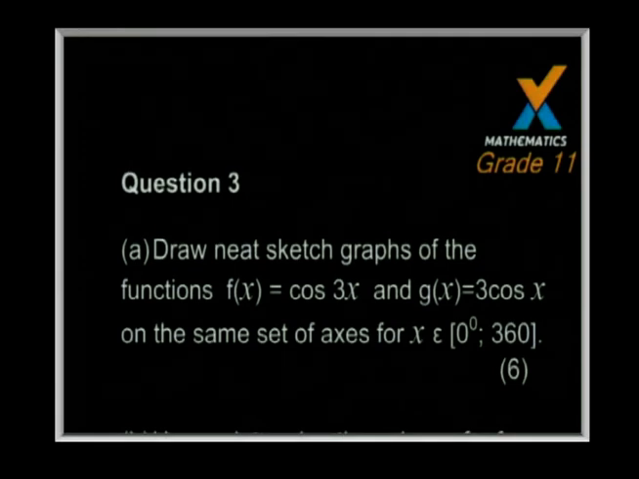Let's move on to the next question. Question 3 says, draw neat sketch graphs of the functions f of x is equal to cos 3x, and g of x is equal to 3 cos x on the same set of axes for x is an element of between 0 and 360 degrees.